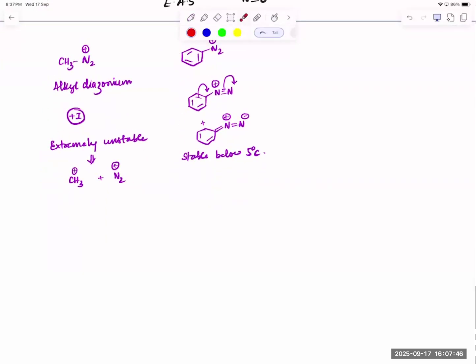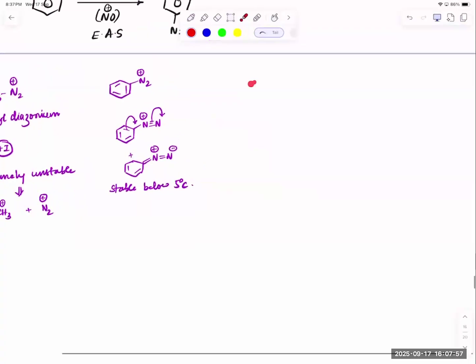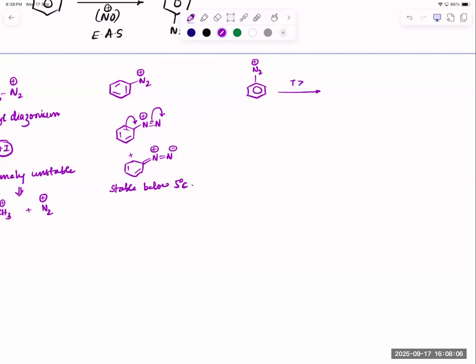So all the diazonium salt reactions, benzene diazonium salt reactions, are all happening at below 5 degrees Celsius. Now if you go beyond 5 degrees Celsius, what would happen? If you have a diazonium salt and the temperature goes above 5 degrees Celsius, this will definitely break as well. So you'll get a positive charge plus N2 gas. Done.